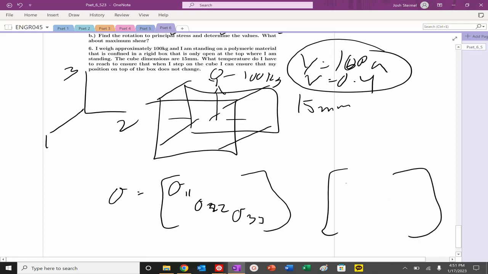Additionally, I'm going to assume it's well lubricated. Now, if I am confined here and it's pushing out, there's going to be no strain here, there's no strain here, but there will be a strain in the 3-3. But we actually have to figure out what's my delta T to make sure that this is also 0, that this does not change. And we'll know this value as well. So, what can we do? How can we solve this problem?